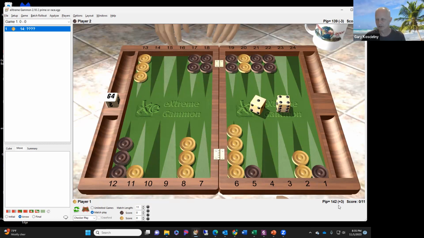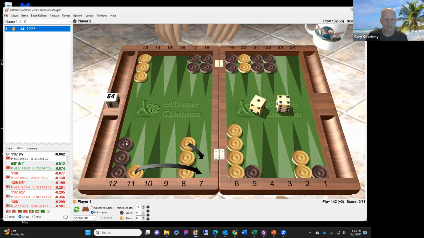This is not a major criteria, but if you're behind in the race, generally priming is better. If you're ahead in the race, attacking is going to be better, other things being equal, obviously. There are a lot of factors on it. So what do we think? Do we change our play? Do we do the double hit, or do we maybe make the bar point here? Make the bar point.